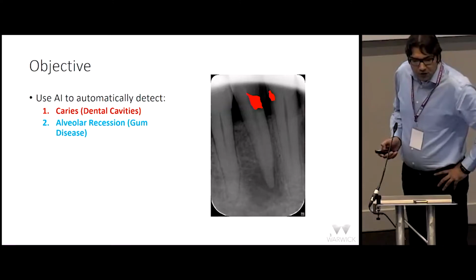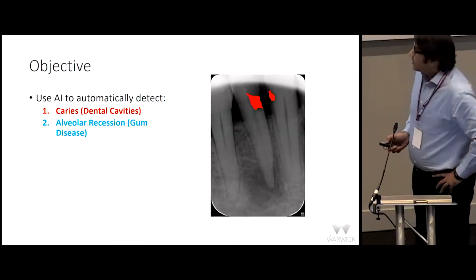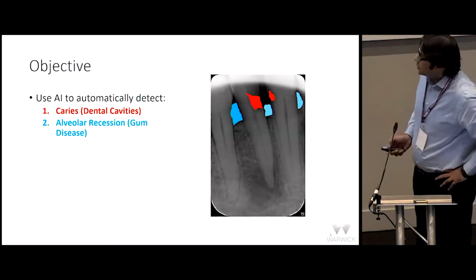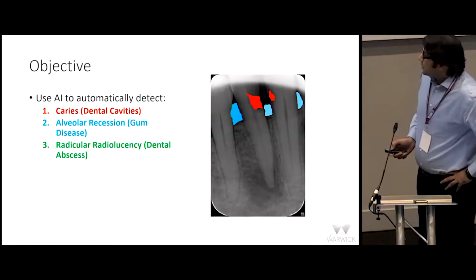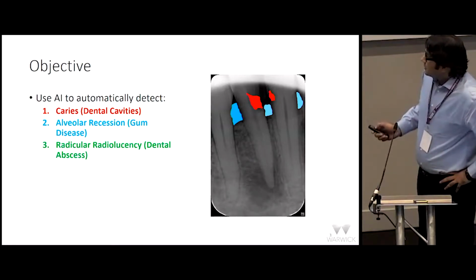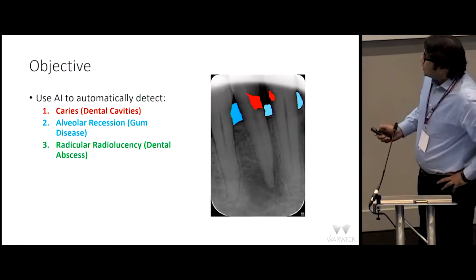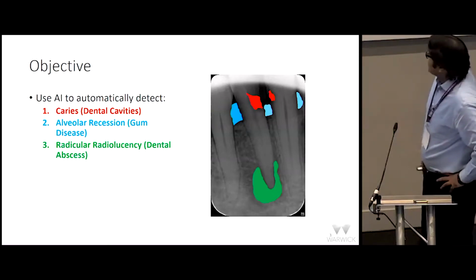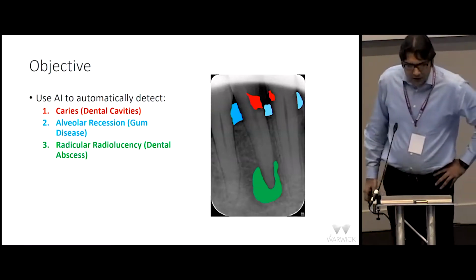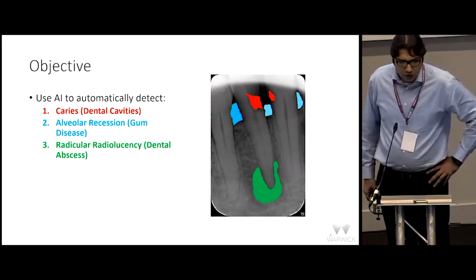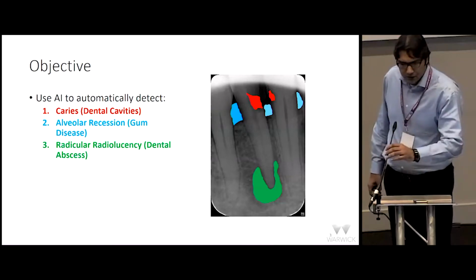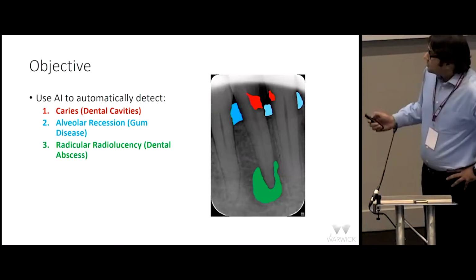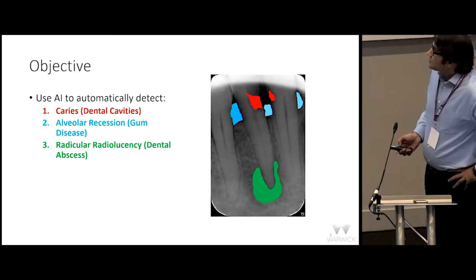In addition to those, we're also looking at gum disease or alveolar recession, which is basically the gap between teeth. It's shown in blue here. And the third parameter we're interested in segmenting is radicular radiolucency, also typically referred to as dental abscesses, which are generally around the root of the teeth. These are not H&E images, but they're very important to oral pathologists. We're working with oral pathologists who are interested in using this for their research, and I believe they use it in conjunction with H&E to make various decisions.